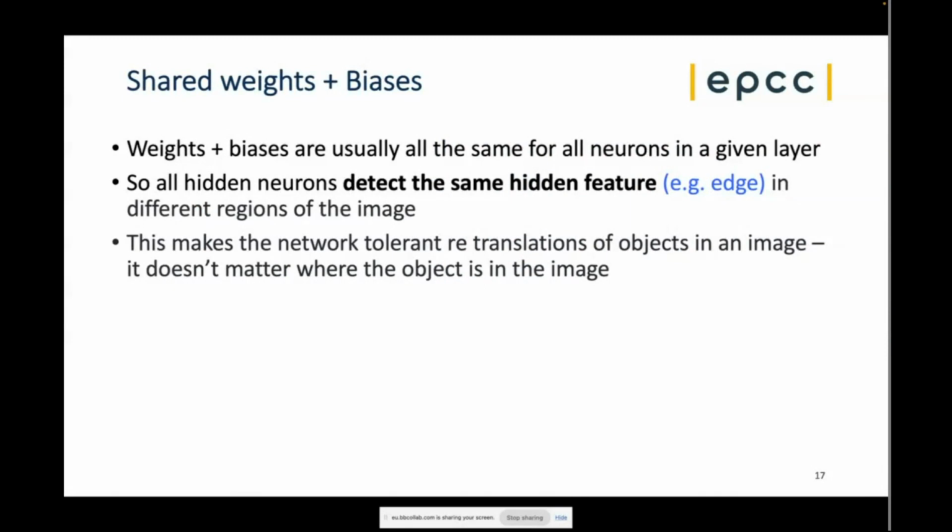So weights and biases are usually the same for all neurons in a given layer. That means that the hidden neurons detect the same hidden feature, like an edge, in different regions of the image. This is kind of what I've just been saying. So this makes the network tolerant with regard to translations of objects in an image. It doesn't matter where the object is in the image.